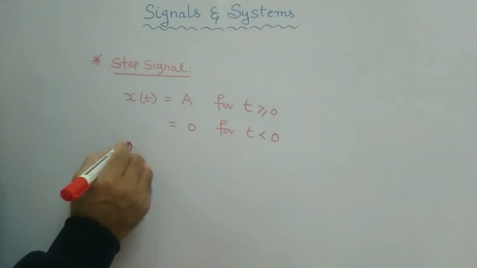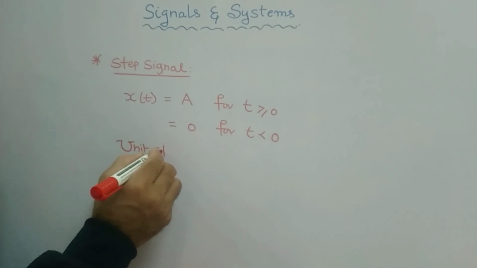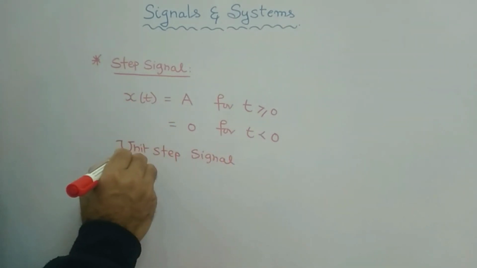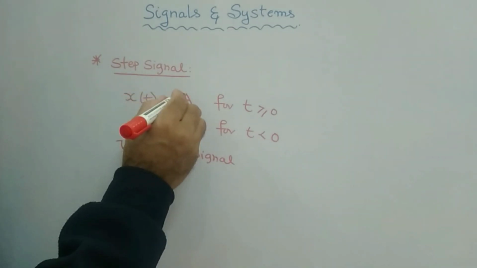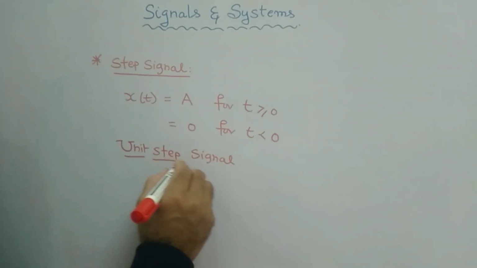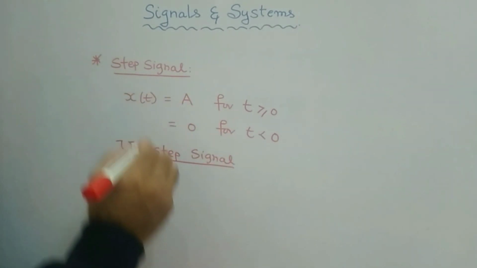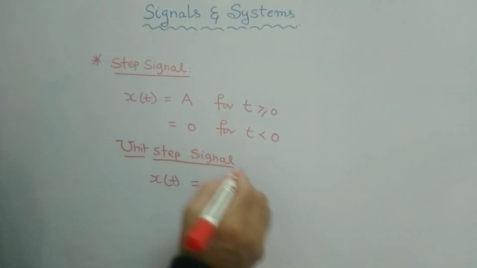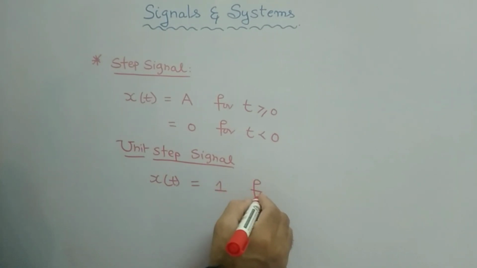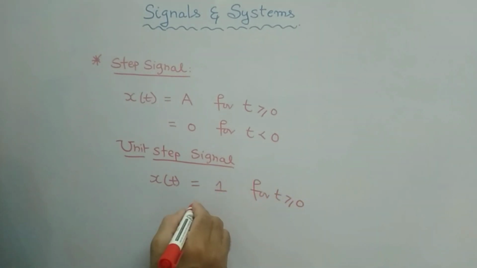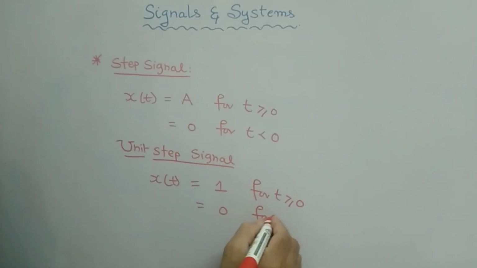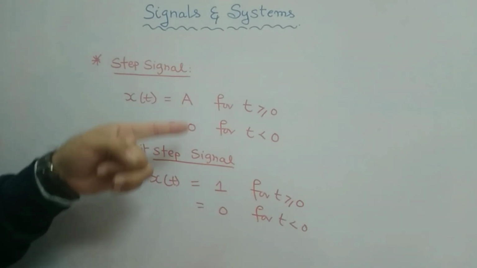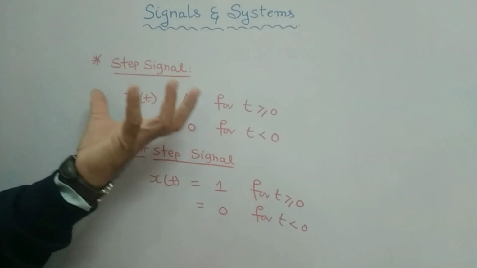Whereas, what is a unit step? Unit means 1. Therefore, your magnitude A will be 1 here. So in the unit step signal, the entire definition is the same, that is x of t is equal to 1, since A becomes 1. That's why it is called unit step. So x of t is 1 for t greater than 0, and it is 0 for t less than 0. That's it. This is the unit step signal.